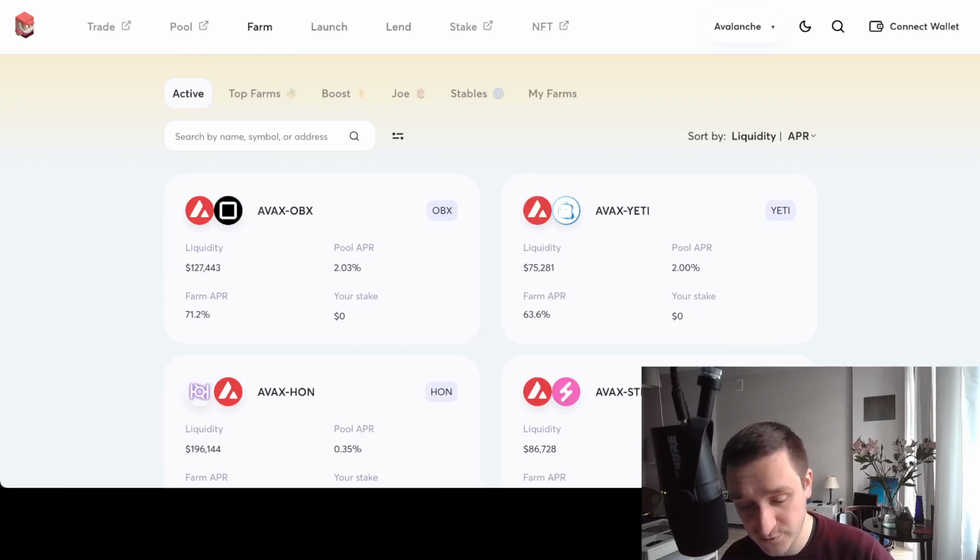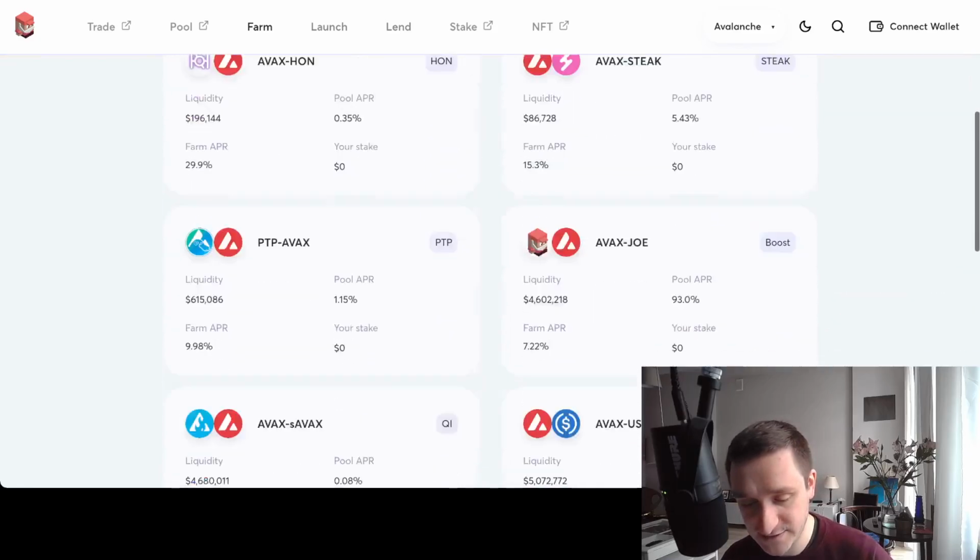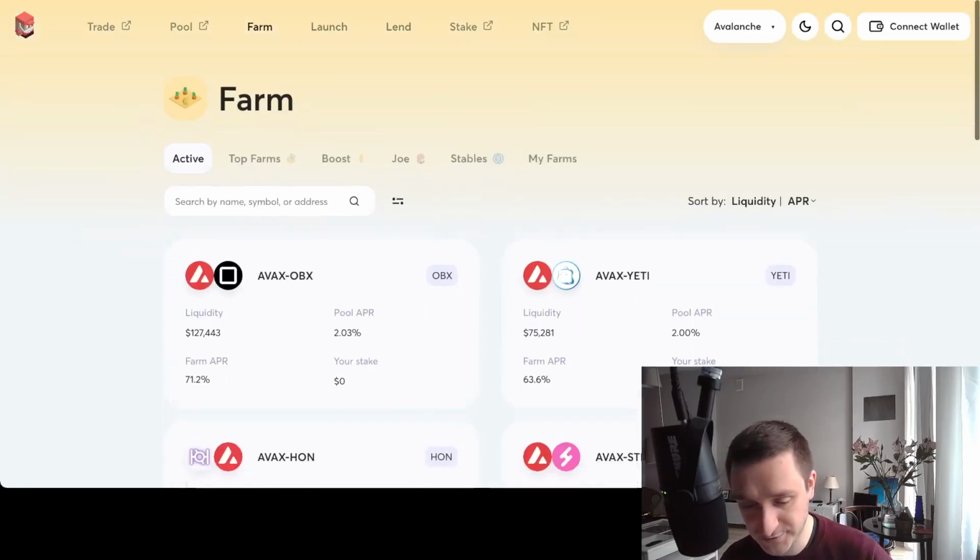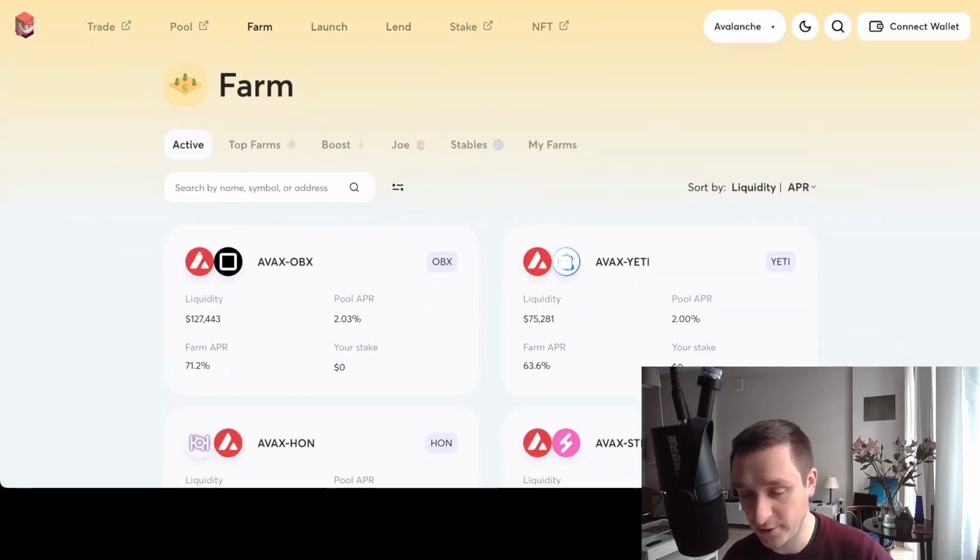Of course, this would be much more risky, especially the higher the farm APR is, the bigger the risk there might be, because this is the kind of incentive to get you onto the farm. So you always have to be careful if you try to yield farm, but it's worth learning about those different farms, especially if you're a part of Avalanche or Arbitrum ecosystem.